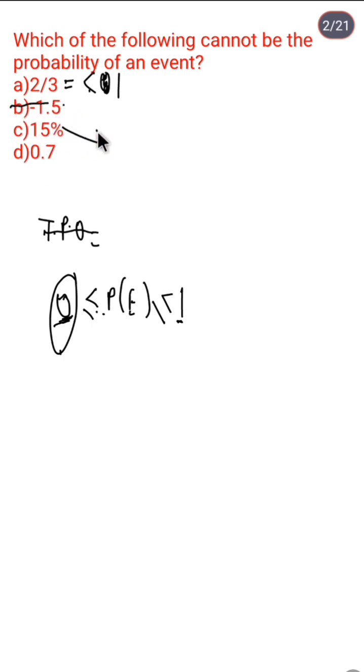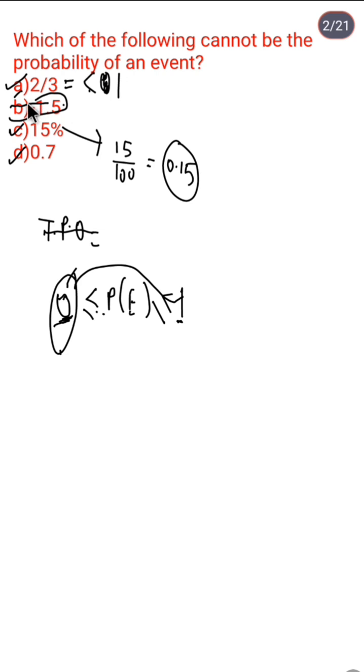Now 15%. 15% means 15 by 100, that is 0.15. So this value is between 0 and 1. 0.7 is also a value between 0 and 1, and less than 1. Minus 1.5 is the option B. That is, minus 1.5 cannot be the probability of an event.